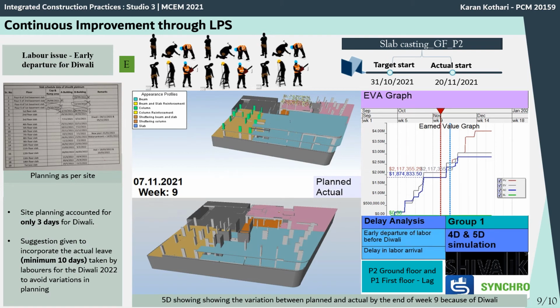Another improvement was that the site planning accounted for 3 days of Diwali holidays, as seen in the image of the contractor. We advised them to keep 10 days for the next year, and explained how it would affect them by showing the 4D and 5D simulation, where the progress can be seen and how the cost will be affected.